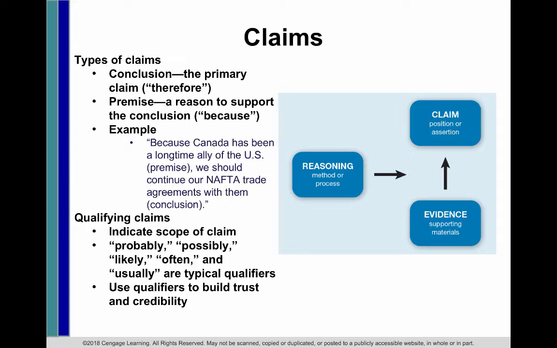This example has an indicator word for the premise, because, and so we know that the other part of the sentence is the conclusion. So the speaker's arguing that the reason we should continue our trade agreements with them is because they've been our longtime ally. You need to understand the claims because their assertions can always be challenged. So you need to make your claims as reasonable as possible so the audience will be more likely to accept them. A qualifier, like probably, likely, often, or usually, helps the audience understand the strength of the claim you're making. And hardly anything is ever 100% absolutely true, especially when you're speculating about what might happen.